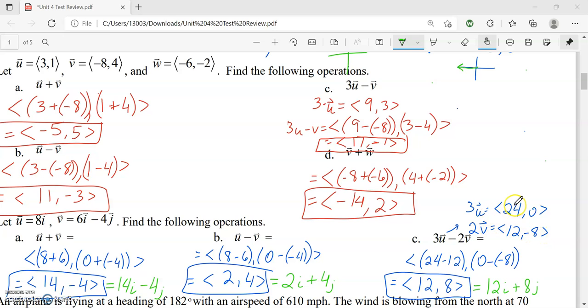So when I subtract those, 3u minus 2v, 24 minus 12 gets us 12, and 0 minus -8 is really 0 plus 8. So we get 12 comma 8, and in green we have the standard form, 12, throw an i after it, plus 8, throw a j after it. So there you have it. That is all of the introductory stuff in vector adding, subtracting, component form, standard form, all that good stuff. All we have left is some airplane problems. So let's get to those in our next video.